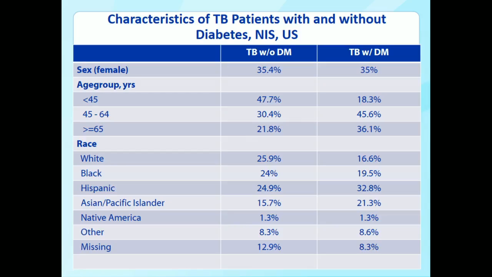This slide just shows the characteristics of the TB patients with and without diabetes in the NIS sample. As you can see, the sex distribution was fairly equal across the two groups. Those with diabetes tended to be older than those without diabetes, 45 years of age or older. Those with diabetes also tended to have a high representation of Hispanics and Asian Pacific Islanders, which is not necessarily surprising in the U.S. Those are two groups that have both high TB rates and high prevalence of diabetes.